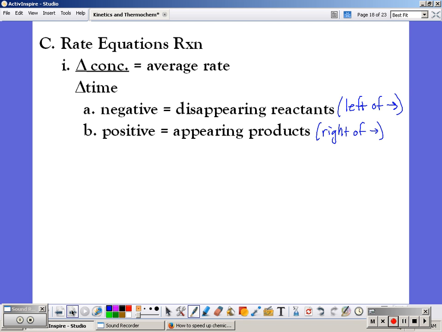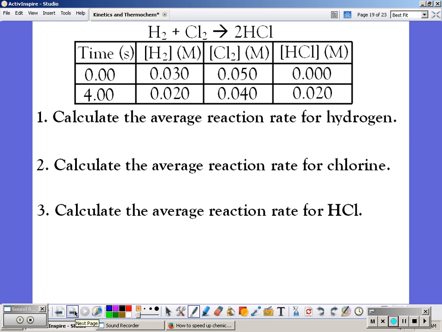So sometimes you'll actually get the negative or positive value, especially if you don't subtract the correct way or find the difference exactly the right direction. So here's an example. We have hydrogen reacting with chlorine to form hydrochloric acid. Calculate the average reaction rate for hydrogen.